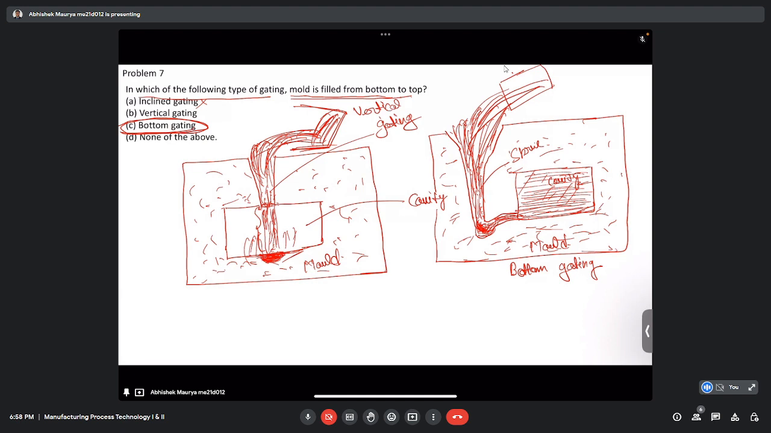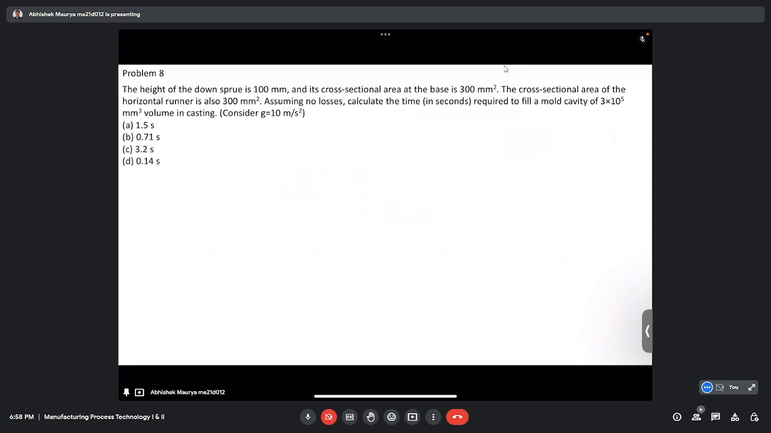Okay, it seems there is no doubt. So we'll move to the next problem. Please read the question and first try to solve it by yourself. After that, we will together solve it.